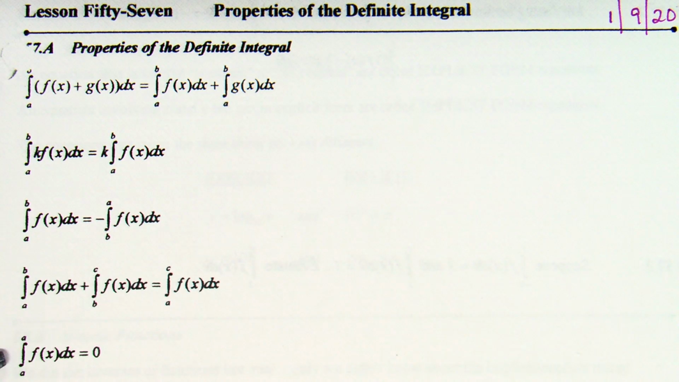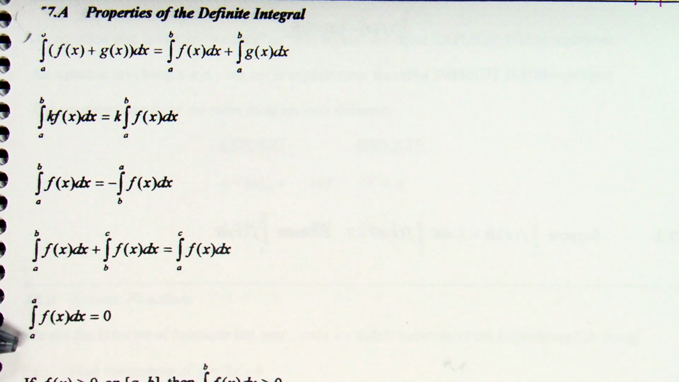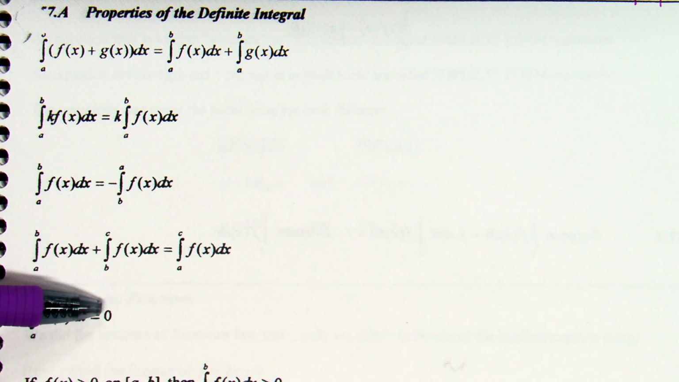The next one's a really good one to know too. The integral from a to a. So if your boundaries are the same, your integral will always equal 0 every time. Okay, so in other words, you don't have to even work out that integral. If the boundaries are the same, you know it's going to equal 0.